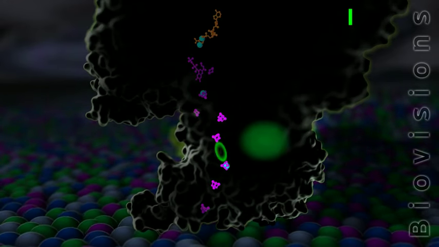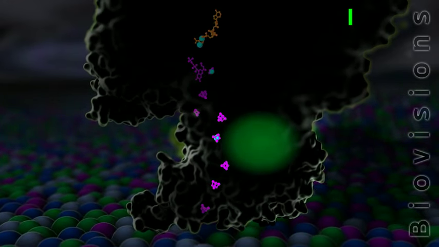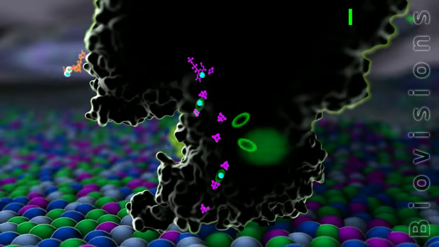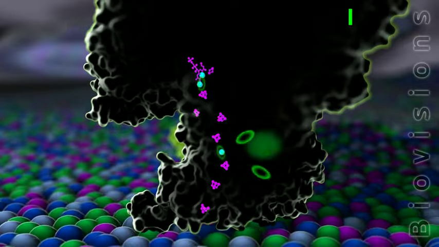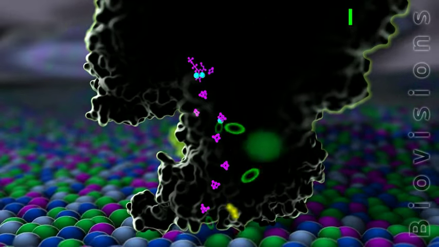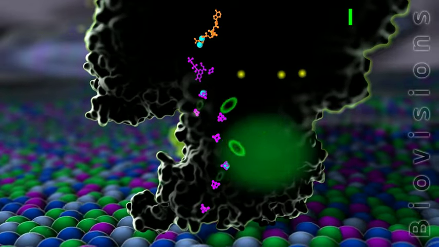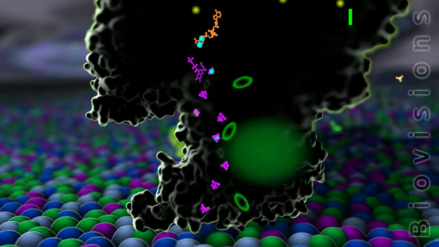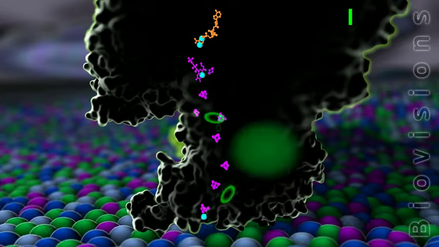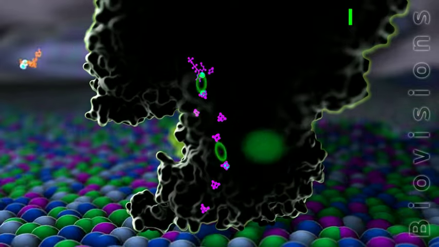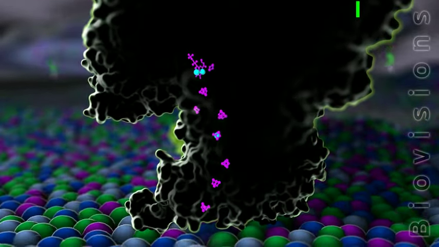A small amount of energy is released each time an electron is passed between redox centers. Complex 1 harnesses this energy across all the redox centers and uses it to pump protons. The last redox center in complex 1 donates two electrons to a coenzyme Q molecule.